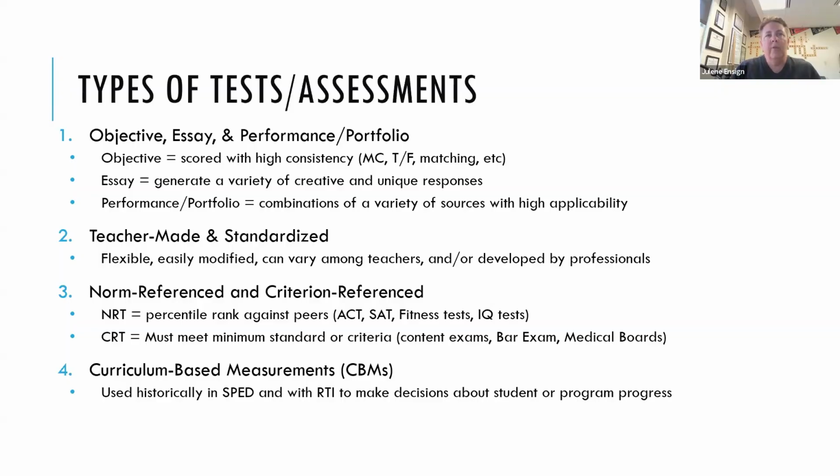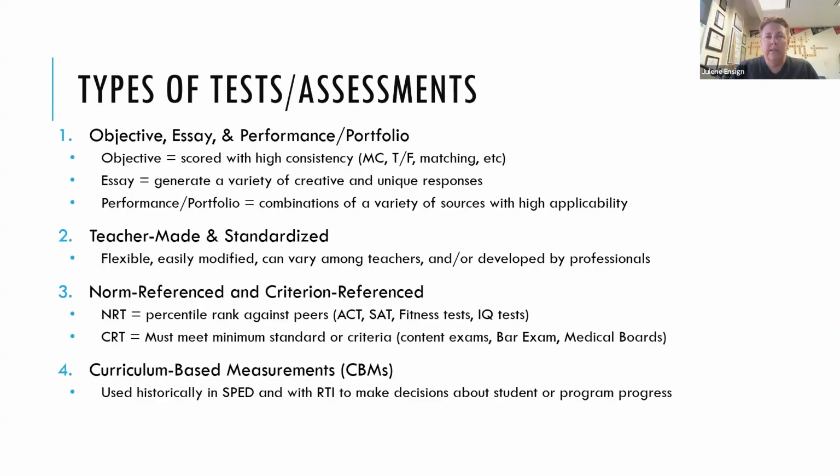Norm referenced and criterion referenced, the difference between those, norm referenced is student versus student, or you're assessed against how your peers do. And so when you took the ACT or SAT, that was a good example of a norm referenced test. When we do fitness testing, so things like sit and reach or the mile run, IQ tests, those are also norm referenced because you're being compared against other people your age, your gender, those kinds of things.